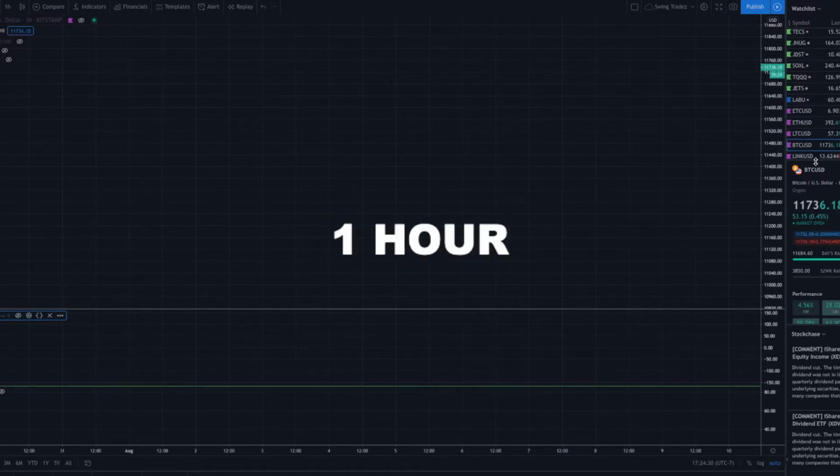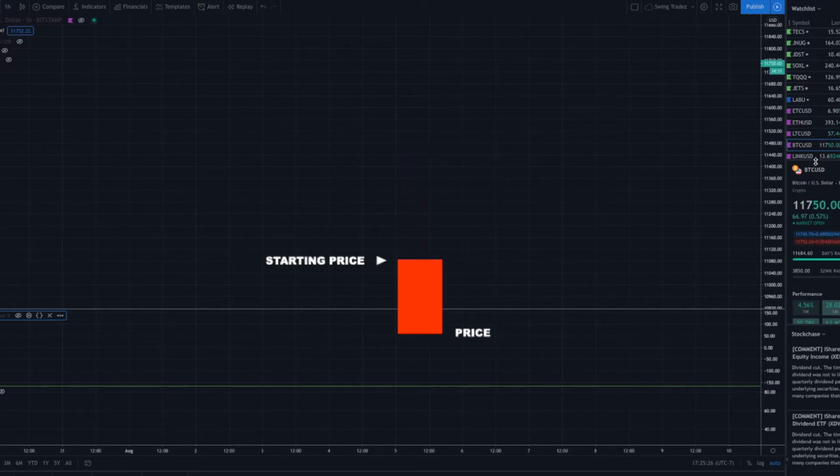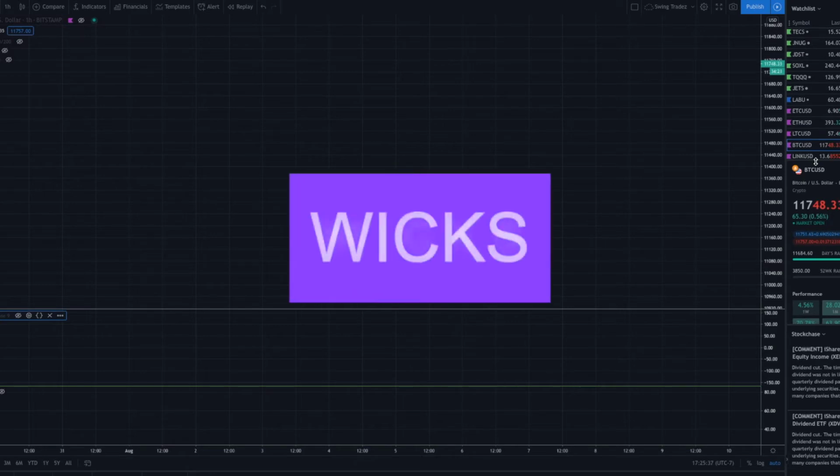Let's say we are on the 1 hour chart and each candlestick represents 1 hour. The top of the candlestick when it's green is the current price. When the price goes up, the candlestick increases in size vertically. If the price goes below the starting price, the candlestick turns red and goes down vertically. The top of the candlestick is now the starting price when red, and the bottom of the candlestick is the current price. Now let's move on to candle wicks.